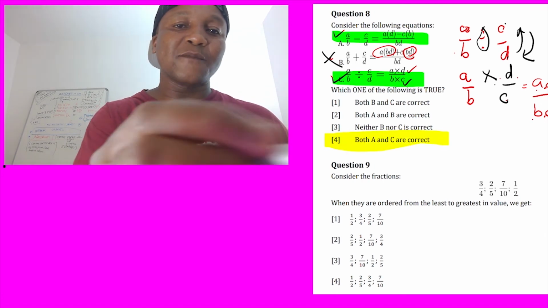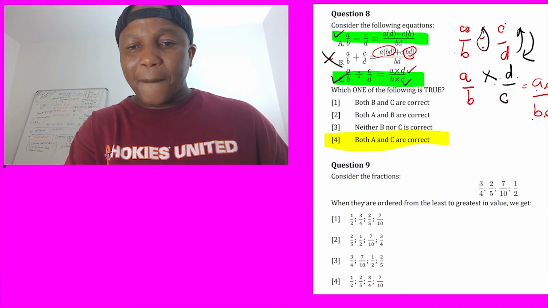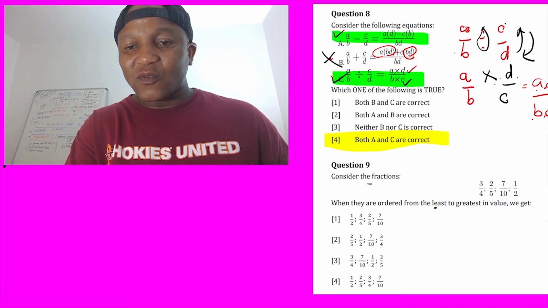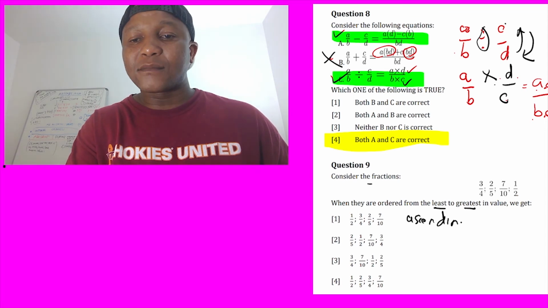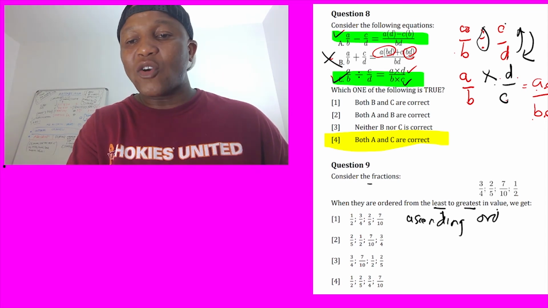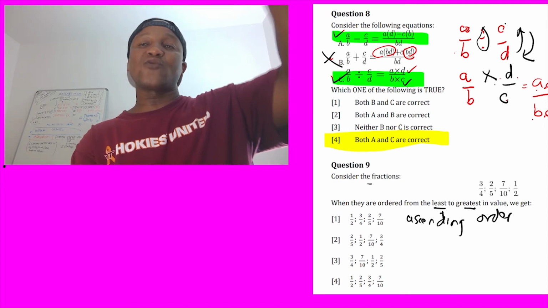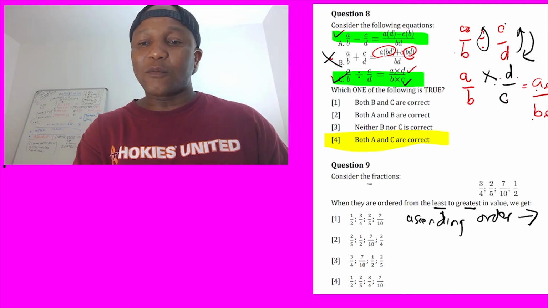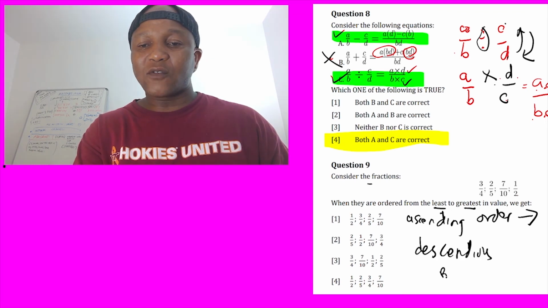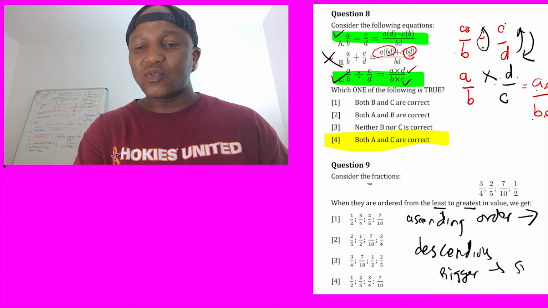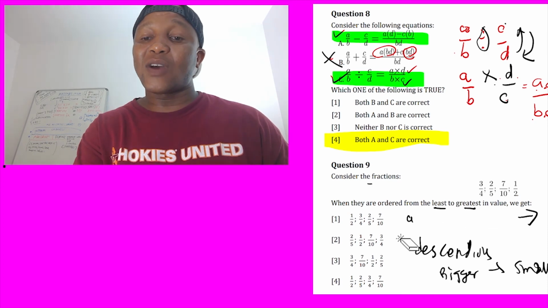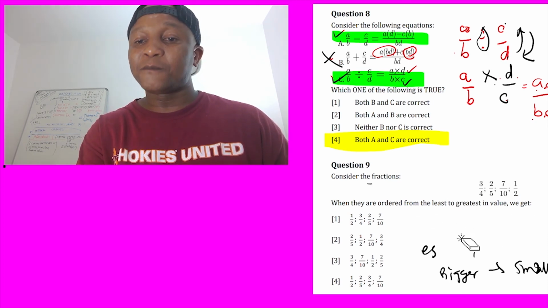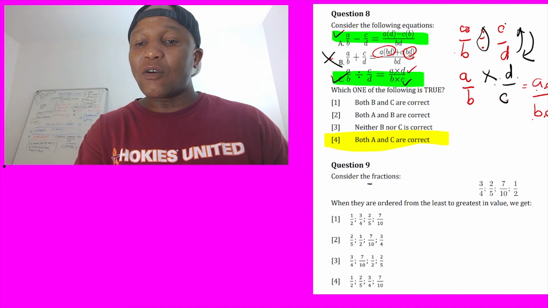Now let's go to the next question. So the next question, they say we have to write from least to the greatest. Sometimes they say ascending. Not every time they're going to say least. Ascending order means, to ascend means to increase, from smaller to bigger. But descending means from bigger to smaller. So memorize this word, right? Bigger to smaller, that's it, descending. But in this case here, they did not use those mathematical terms, but you have to be aware of those mathematical terms: ascending order, descending order.